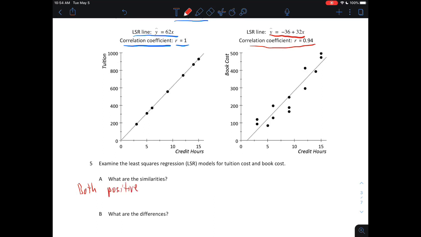What's another word that we learned in Math 21A when talking about least squares regression lines? How about strength? We would say for both of these that they are strong positive. And their lines, so both positive, strong, linear correlations.